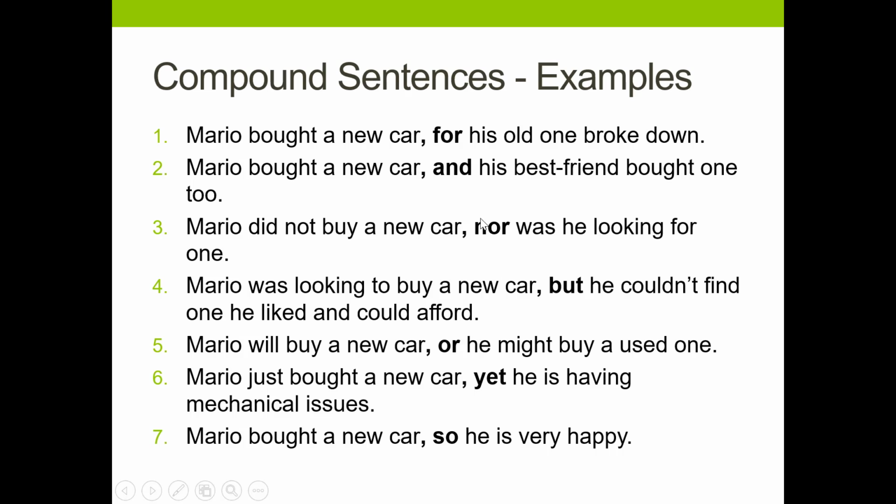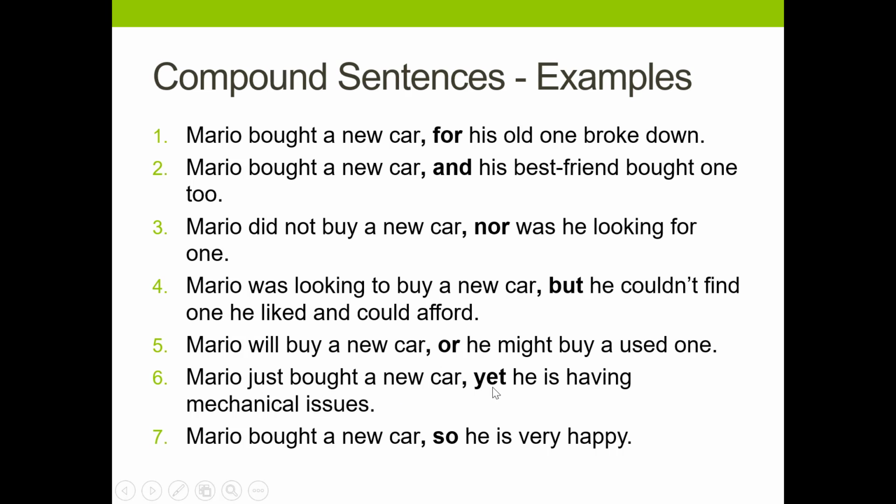You can have and. Nor combines 2 negative thoughts. Mario did not buy a car, nor was he looking for one. And notice after nor, we use like question formation or inversion for emphasis. Mario was looking to buy a car, comma, but he couldn't find one he liked. Number 5, Mario will buy a car, or he might buy a used one. We have options with or choice.